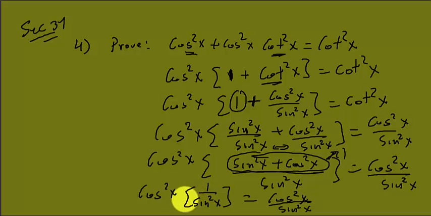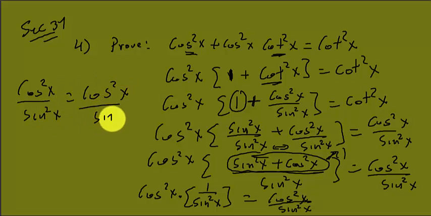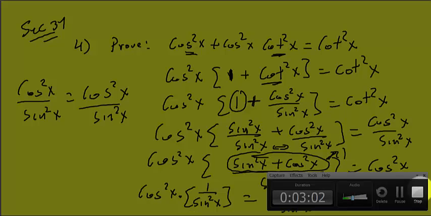And you notice that's true. So when I multiply these two things together, this now turns into cosine squared x over sine squared x is equal to cosine squared x over sine squared x. And that's true. Let me do one more.